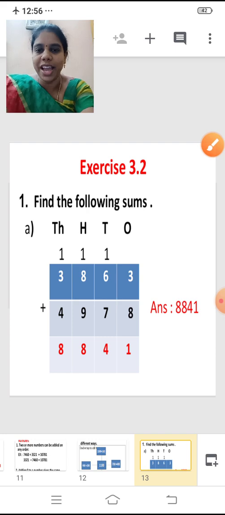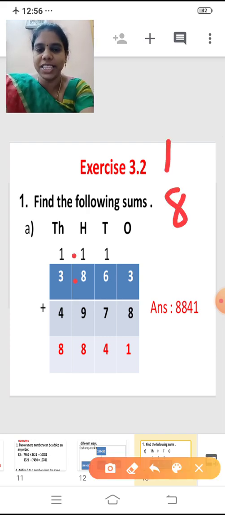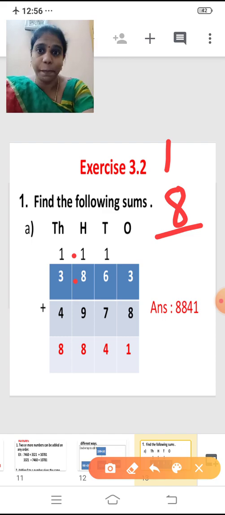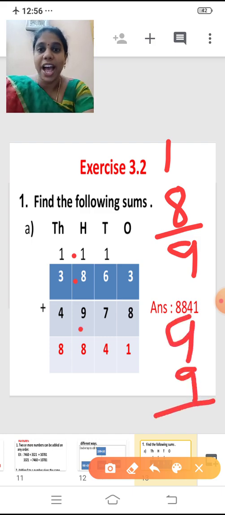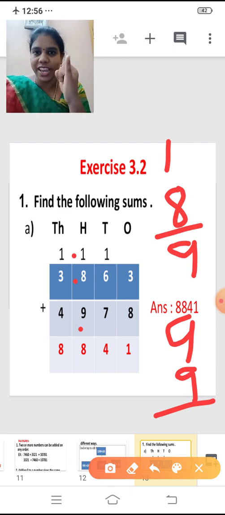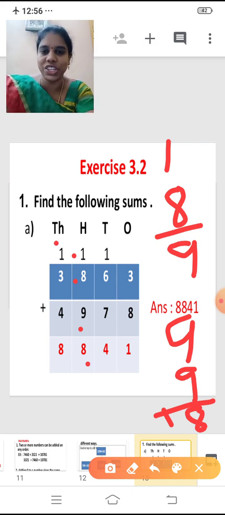Now we are going to add the hundreds place. 1 plus 8. Add 1 and 8 and tell me the answer now. We can add 8 plus 1 also, right? 8 plus 1 is 9. And with that 9, I am going to add this 9. After 9, 10, 11, 12, 13, 14, 15, 16, 17, 18. 18 is a 2-digit number. So write 8 here and carry forward 1 here.